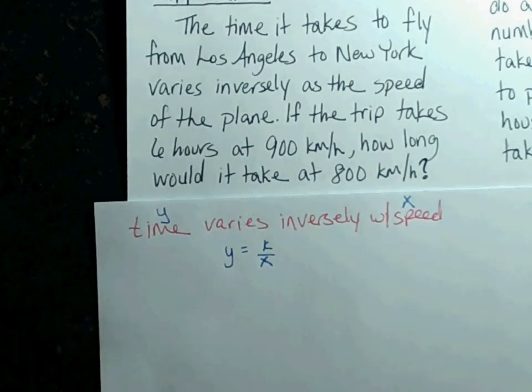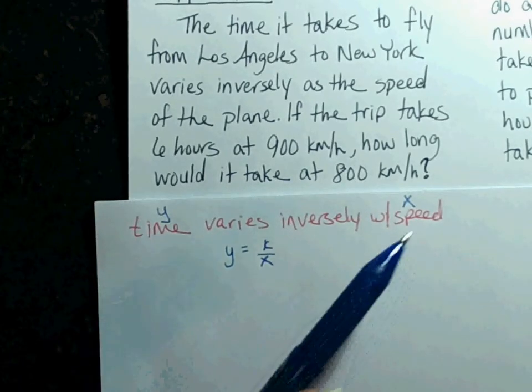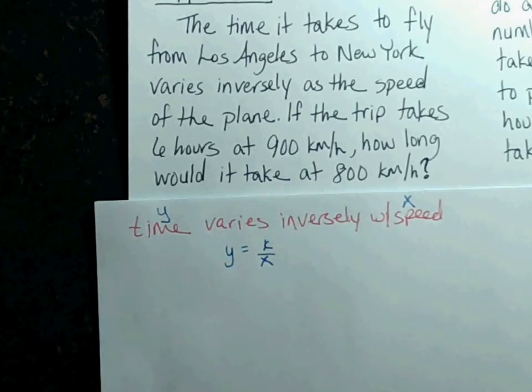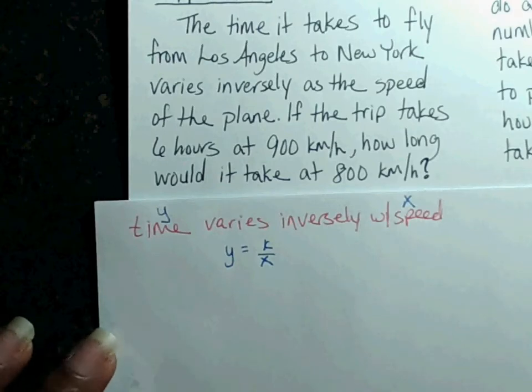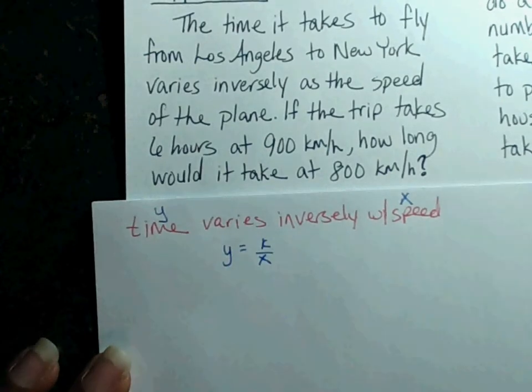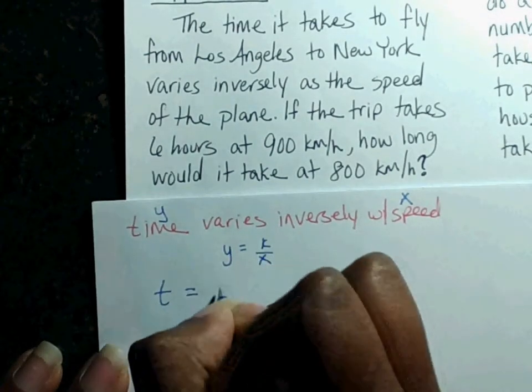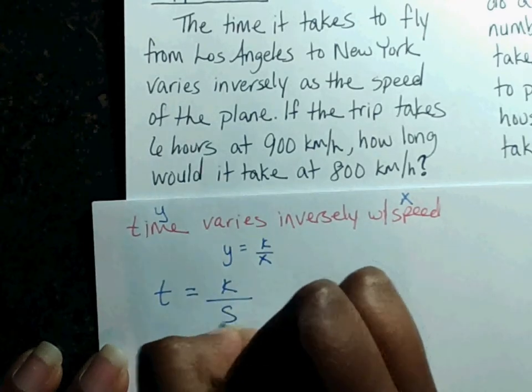If you do not like to change up your variables, do not freak out. Just leave it x and y, and then just remember later that y is time and x is speed. I like to change my variables up. Here we go. I already forgot what I was doing. Oh, okay. I'm with you. So, t equals k over s.